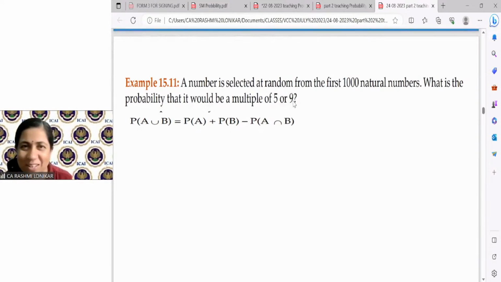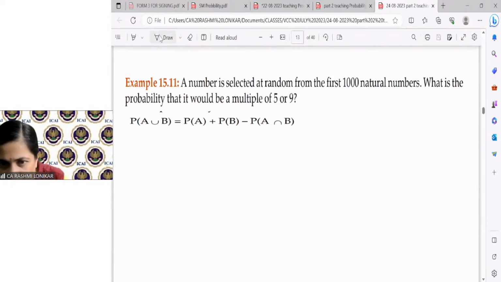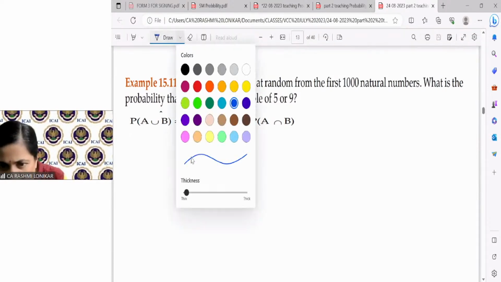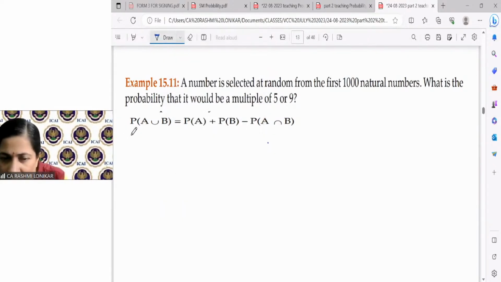We have done this even in the case of arithmetic progression, and also in sets. Okay, so let us see what the question is. The numbers are 1, 2, 3 up to 1000. This is my universal space.